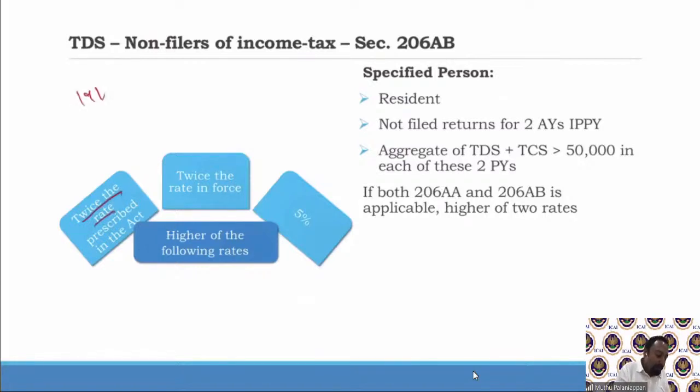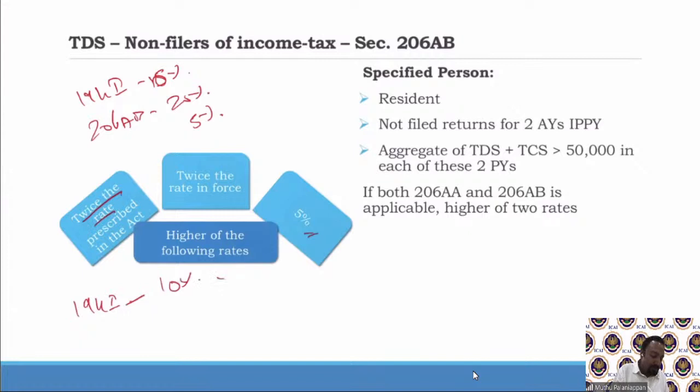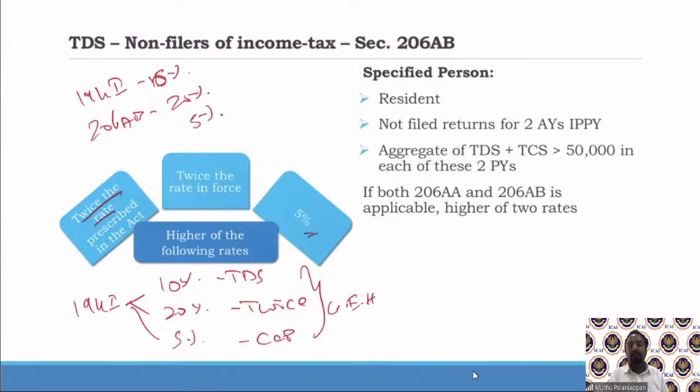So if your 194I says 10%, the 206AB rate will be 20%. And there's also another rate called 5%. So whichever is higher. If it's 194I, 10% is the TDS rate, 20% is the twice rate, and 5% is a cap. Whichever is higher. So this is for 206AB.